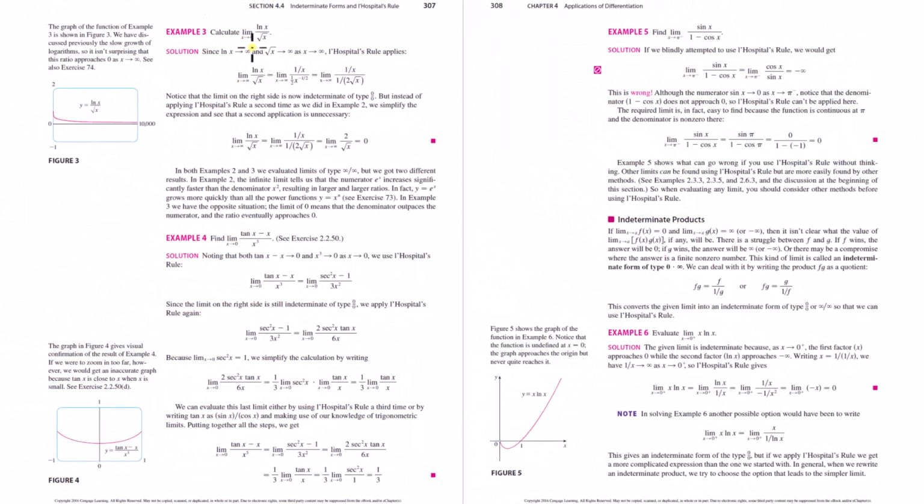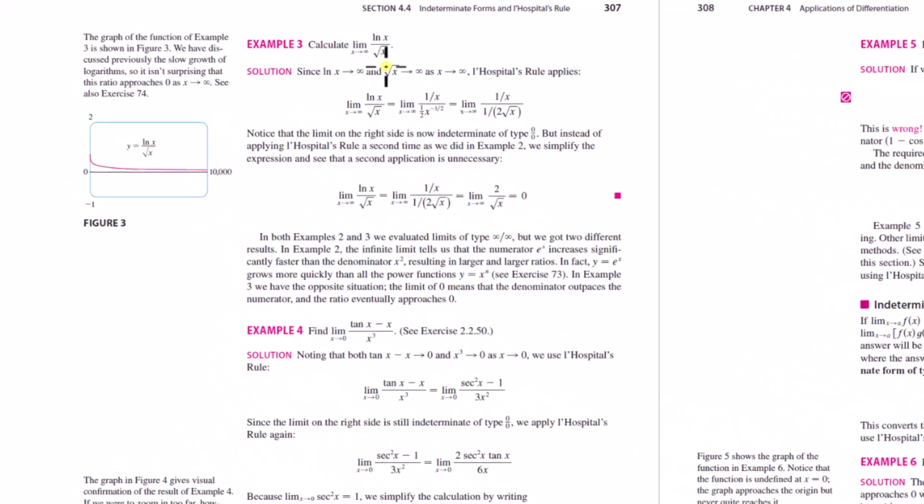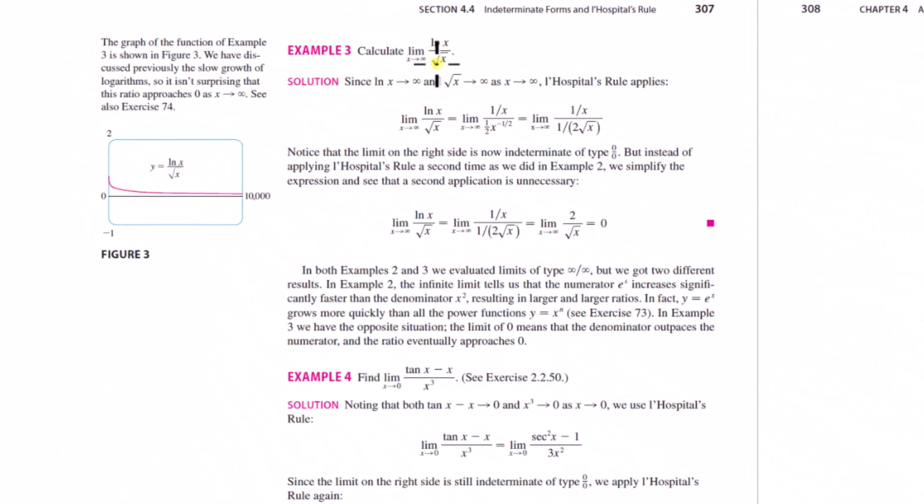Okay, limit as x approaches infinity of natural log of x over square root of x. You get infinity over infinity. They do use L'Hopital's rule, but what you get is another indeterminate form of type 0 over 0. 1 divided by infinity is 0. 1 divided by 2 times the square root of infinity, it goes to 0.